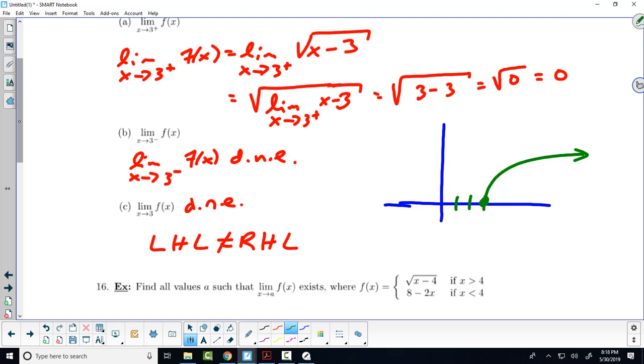What's the limit as we approach 3 from the right? As we approach 3 from the right, what are the y values getting closer and closer to? 0. As we approach 3 from the left, we can't, because values to the left of 3 aren't in the domain of this function. So the left-hand limit doesn't exist. So the limit proper doesn't exist.